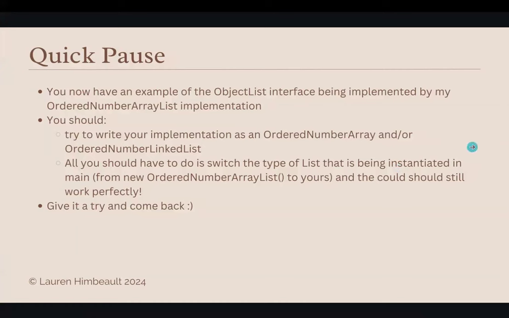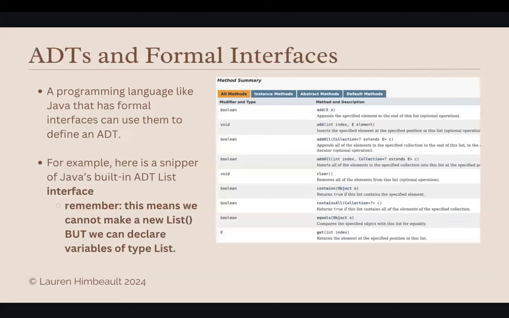Okay, so we actually did now manage to make that. That's great. So now you can go ahead and do the exact same thing, but for a linked list. Make a new ordered number linked list and then implement it, get it working. It should run very similar to what I just did, only instead of an array list in the implementation, it should be a linked list. And then come back so that we can talk about ADTs and their formal interfaces.